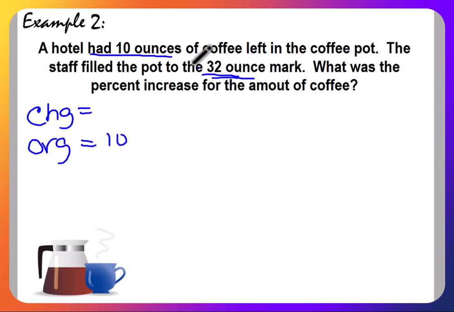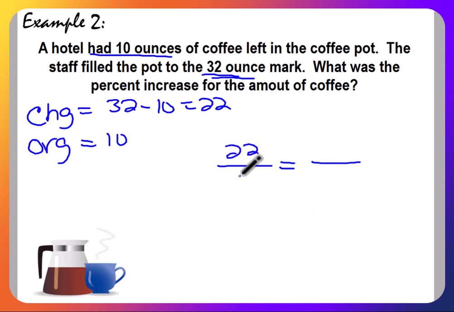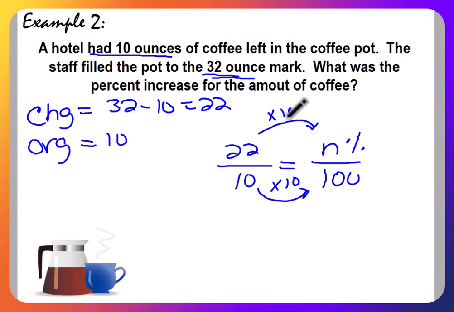So to find the change, we subtract the two. 32 minus 10 equals 22. Now we can set up our proportion. Change over original. The change is 22. The original is 10. Equals the percent, which is unknown, so I'll use the variable n, out of 100. Okay, scale factor. Times 10. 10 times 10 gives us 100. We use the same scale factor over here. And 22 times 10 equals 220.